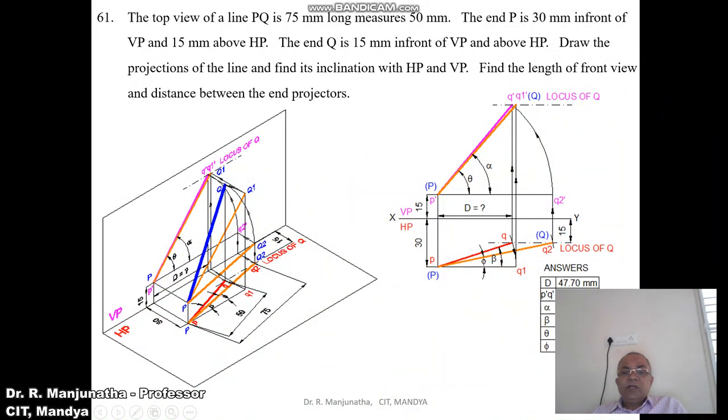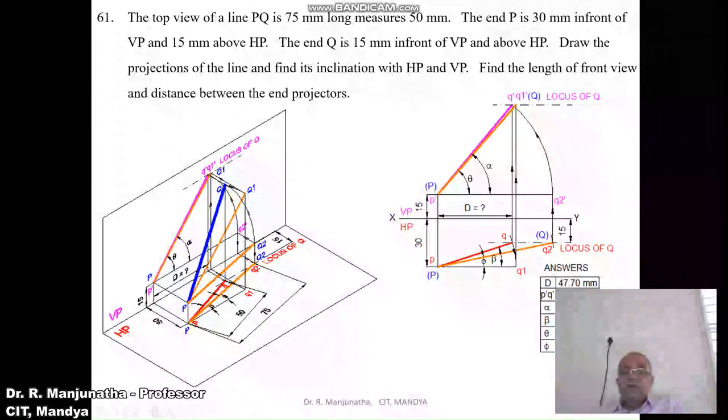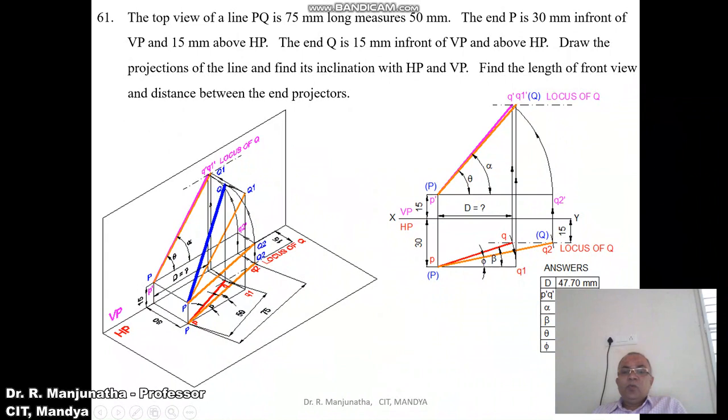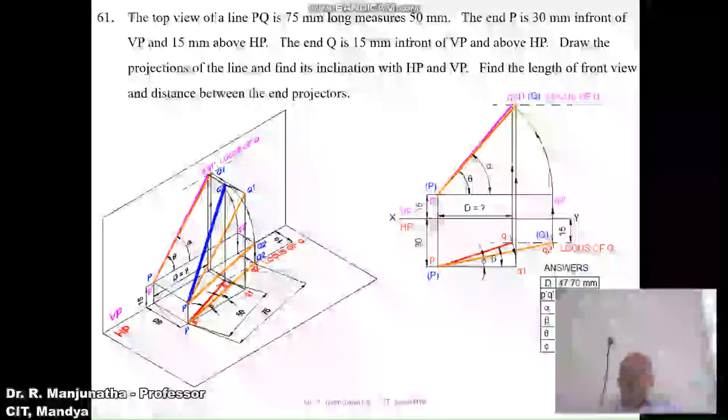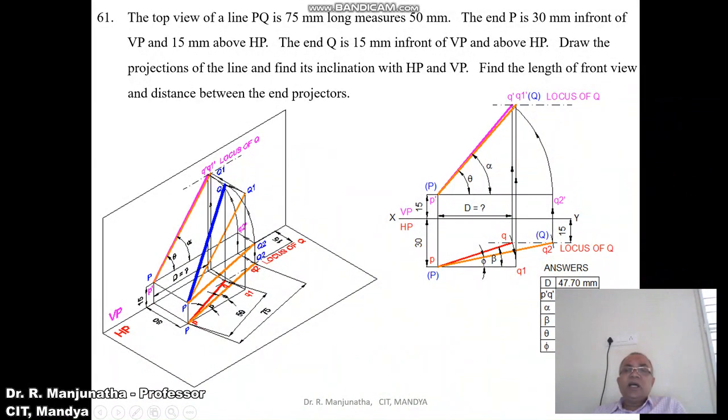From q1, you draw a vertical projector with a thin line such that it will cut the locus of Q in the front view. Once you get this point, you know this is top view q1, then this point will be q1 dash. Since this line is parallel to the XY line in the front view, obviously P dash Q1 dash should be the true length. So you mark this point as capital P in bracket and capital Q in bracket. Join P dash Q1 dash a little bit thicker than the XY line.